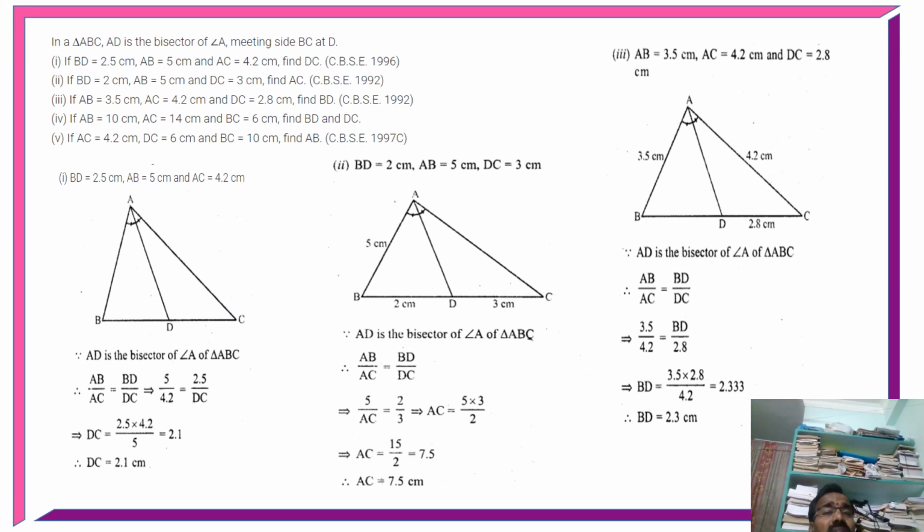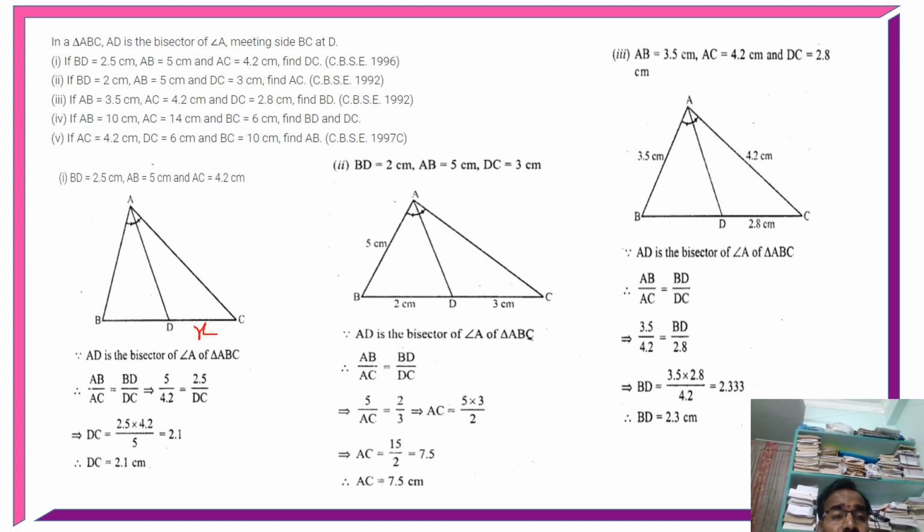First problem: in triangle ABC, AD is the bisector of angle A meeting side BC at D. First one, BD is given as 2.5, AB is given as 5 centimeters, AC is given as 4.2. We need to find DC. Let us take DC as X.